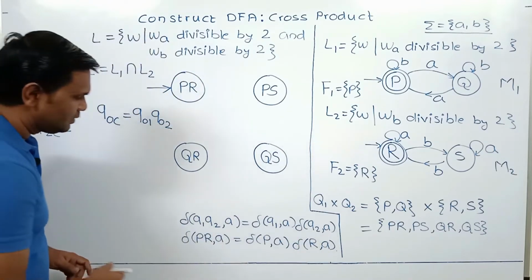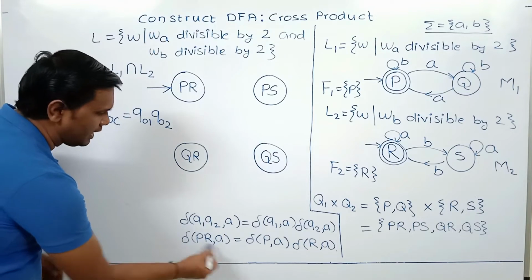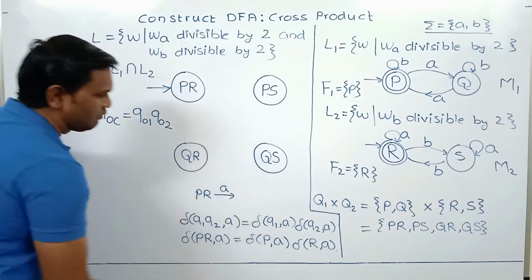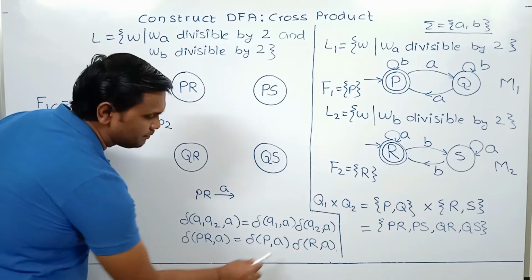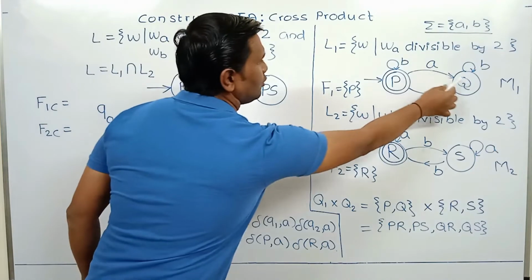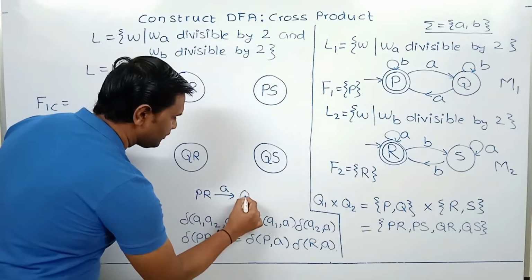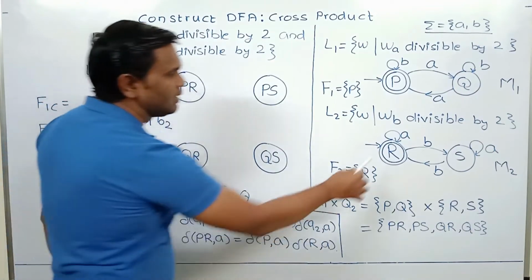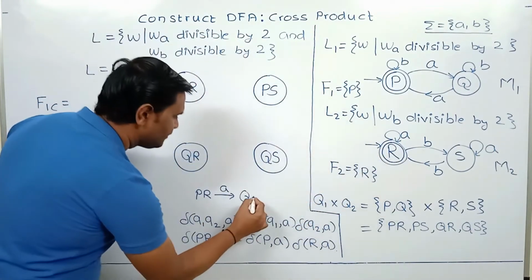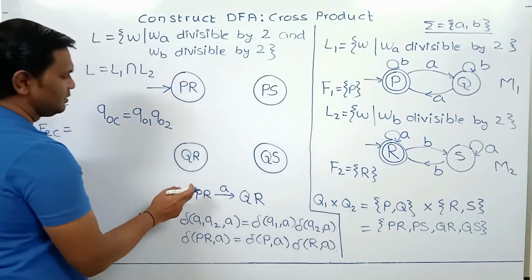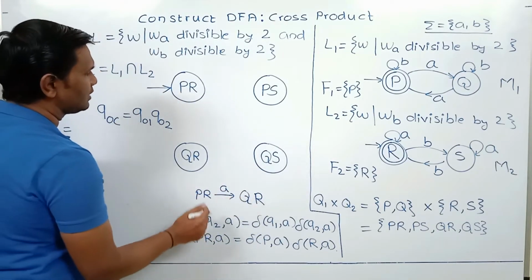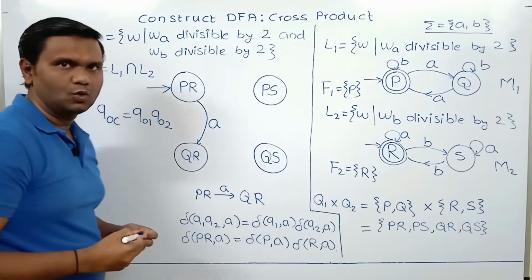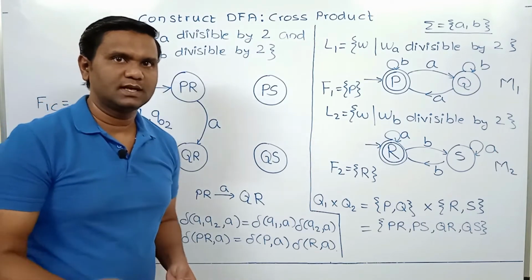Let's consider one example. We have to calculate delta PR on A. So PR on A, for that consider delta P on A in M1. P on A goes to Q. And then R on A, delta R on A in M2. R on A goes to R itself. So in cross product, PR on A goes to QR. Like this we have to calculate all the transitions.